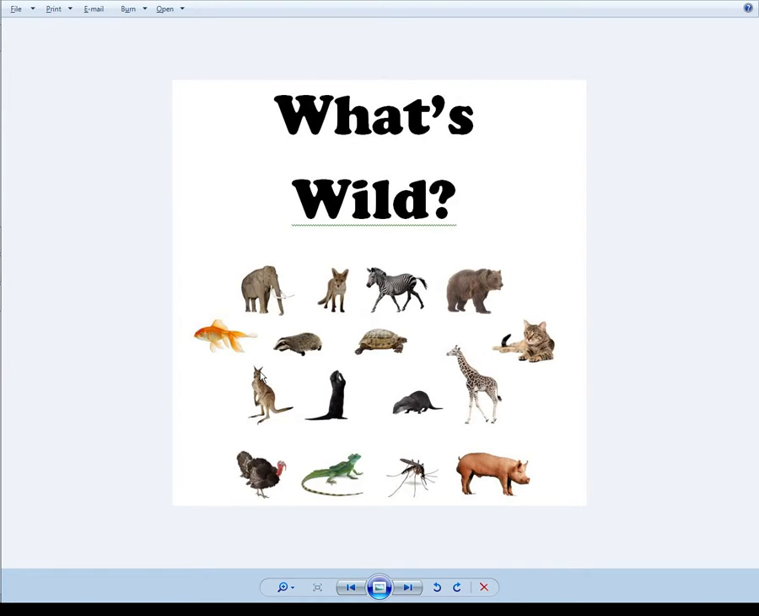Welcome! By now you should have completed the Icebreaker activity for the Growing Up Wild unit. I hope you had fun deciding if your animal was wild or not wild. Did any of you decide that your animal could be both? This activity comes from one of the units in the Growing Up Wild guide called What's Wild on pages 22 and 23 of the guide.